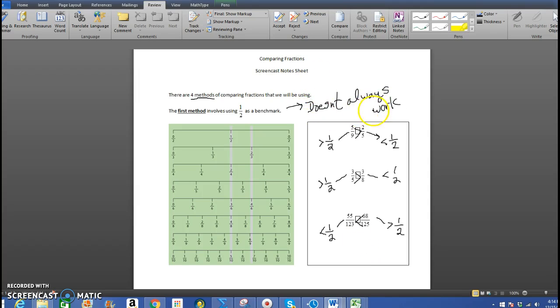Now up at the top I said this doesn't always work. Here's a case where this wouldn't work. If I had, let's say, 6/9, and I was going to compare that to 7/8, I'd have a problem. If I try to use this idea of comparing to 1/2, 4.5 is exactly half of 9, so this fraction is greater than 1/2. 7/8 is clearly more than 4/8, so this fraction is also greater than 1/2. So in this case, this strategy would not work.